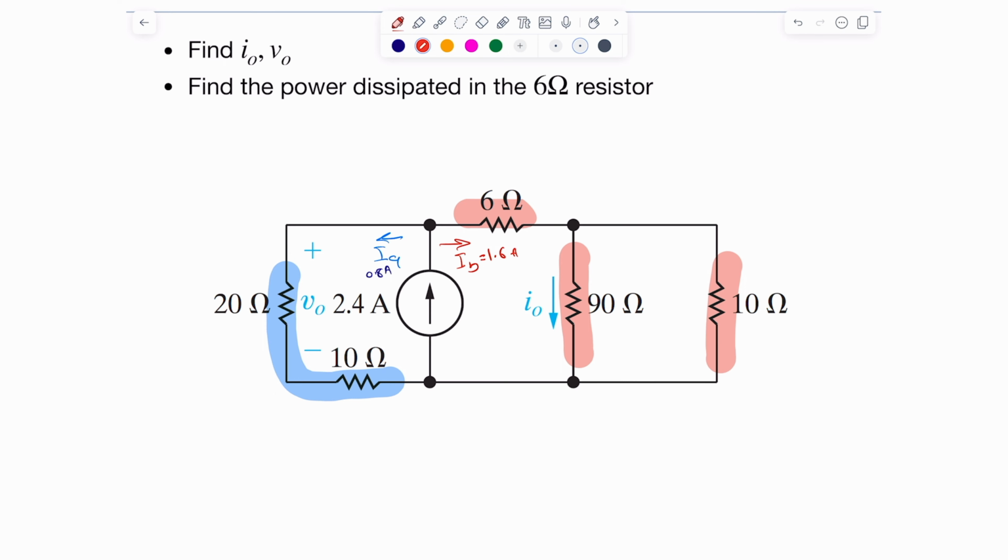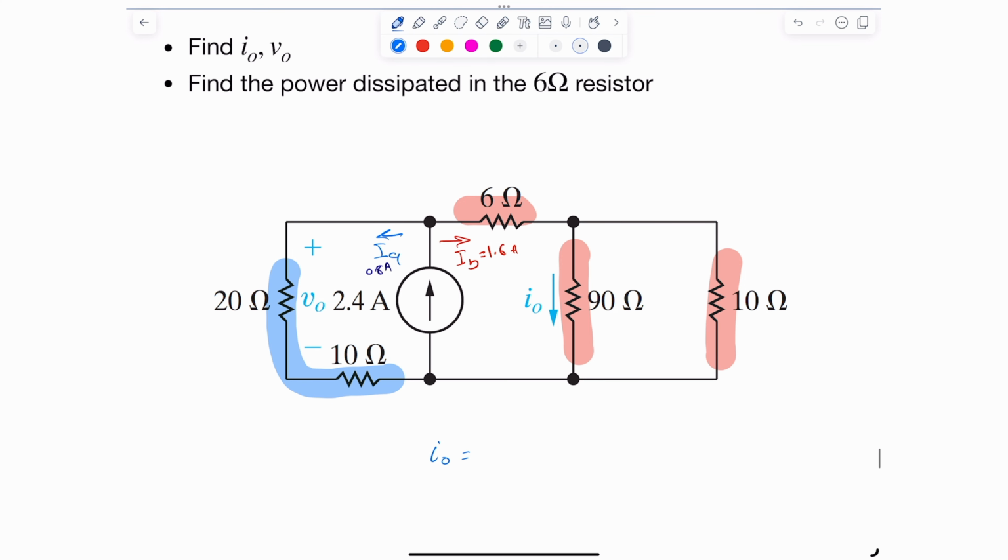So I write that in here. You can figure out I naught is simply the I of B times what I'm interested in. I can substitute it with numbers, I think it's just faster. So I of B is simply 1.6, and what I'm interested in is the one that is going through the 90. So I'm going to take the 10 and put it in the numerator: 10 divided by 90 plus 10, which is simply 0.16 amps.